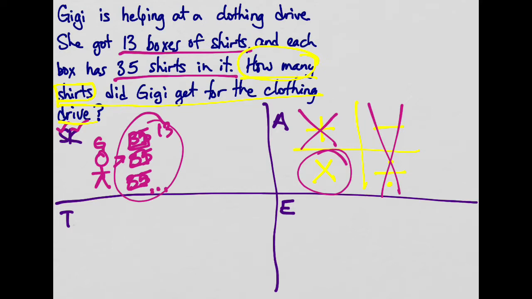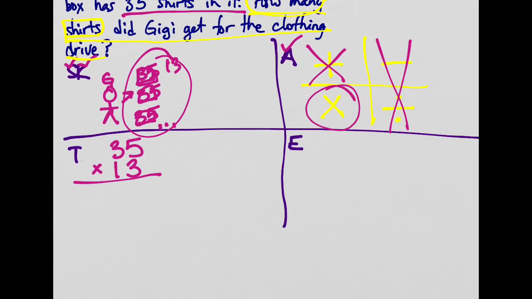Now that I've got that, I can do the work. I can try it. Let me check off asking. I'm ready to try it. To multiply, I'm going to set it up with my standard algorithm. I'm going to multiply 35 shirts times 13 boxes. I'm going to slide up so I have a little extra room.